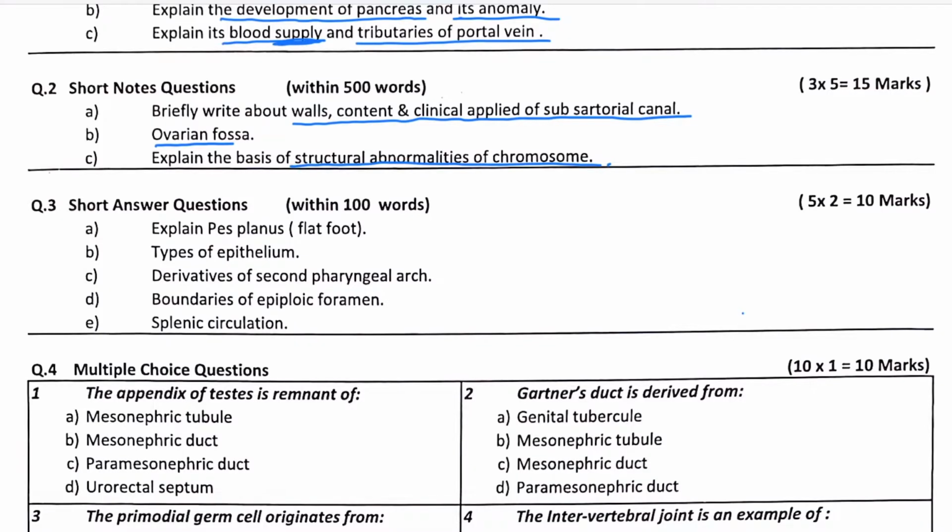Then there are short answer questions where you have to write less than 100 words, and these are of 2 marks each. So you have to be very precise in explaining them.